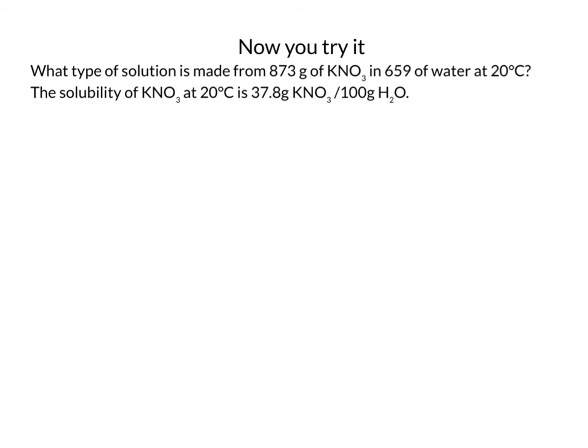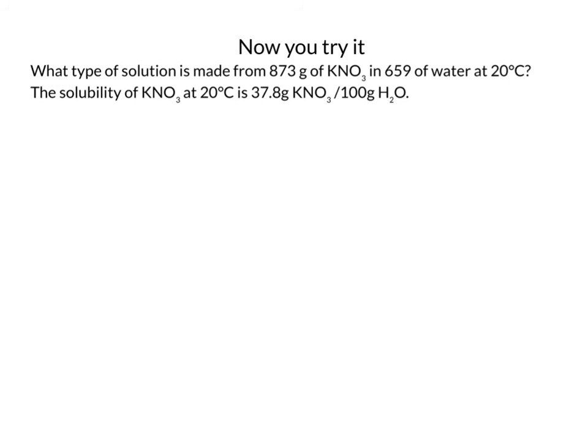So now all we have to do is find out what we have in our solution. Since we know solubilities are always measured in 100 grams of water, we're going to start with that 100 grams of water. We're going to multiply it by the ratio that we see. In this case, our 873 grams of KNO3 divided by 659 grams of water. That's for the solution that we know we're working with. And here we see that that is approximately 132.4 grams of KNO3 per 100 grams of water.